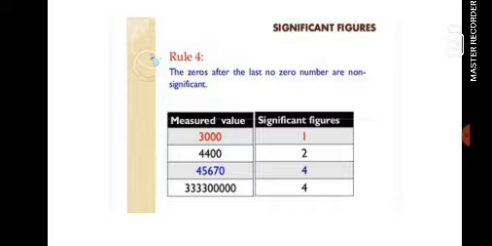Rule 4. The zeros after the last non-zero number are non-significant. If there are zeros after the last non-zero digit, they are all considered non-significant. For example, 3000 has three zeros right after the 3, so only the 3 is significant and the zeros are not. The same goes for the other numbers: in 3333 four significant figures are there, and however the zeros are not counted.